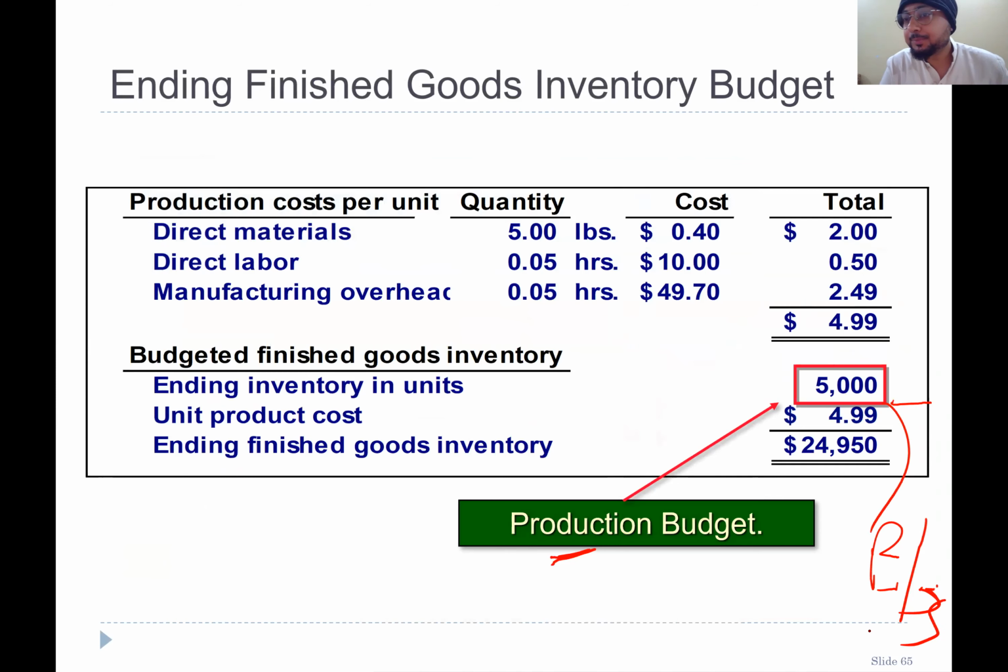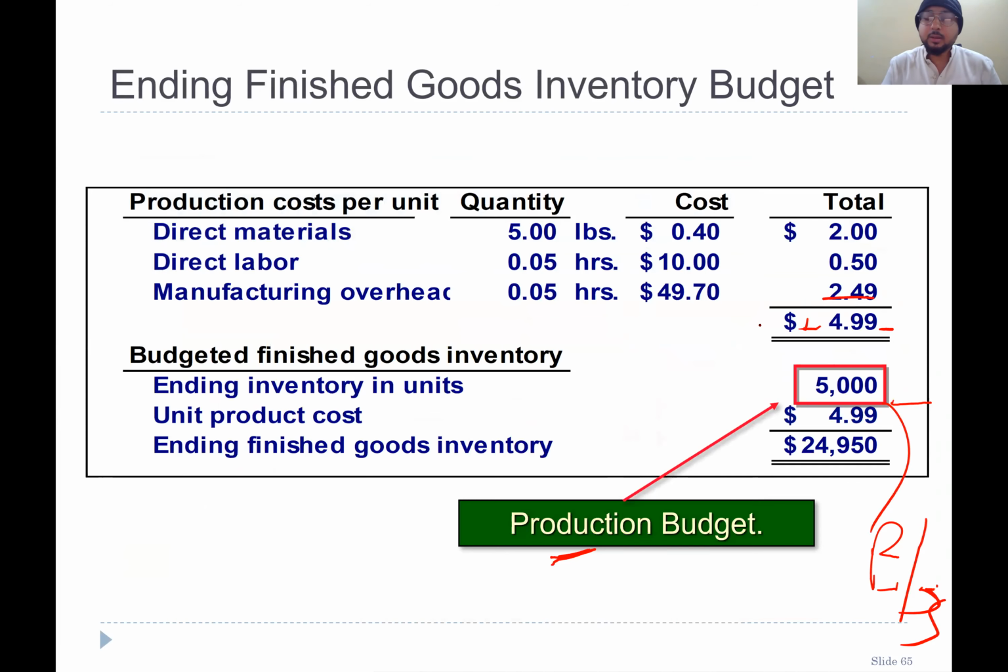the balance sheet. So that's why we cannot write down the units on the balance sheet. We have to write down in dollars. So what amount do we have to multiply by? The product cost, 4.99. 4.99 multiplied by this 5,000, which is the ending inventory in the production budget. So look at that, where we are going.